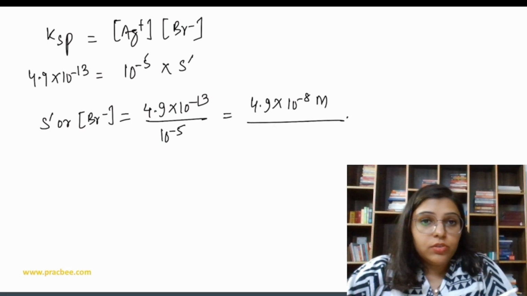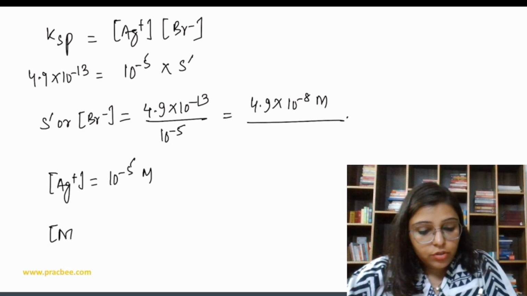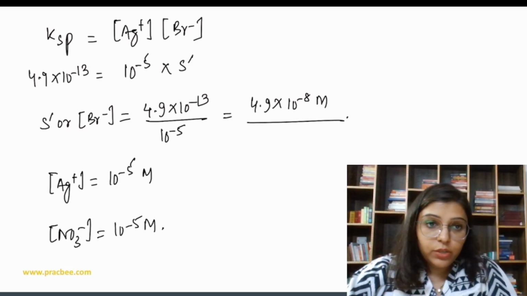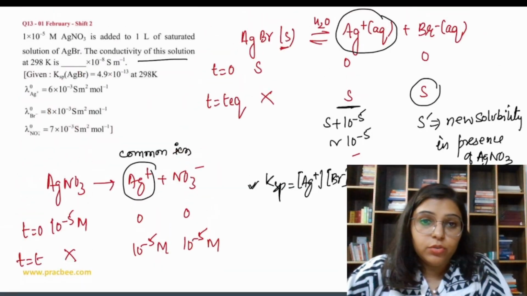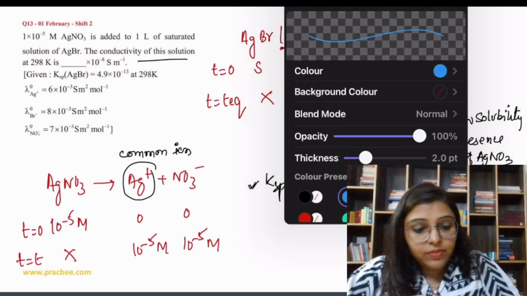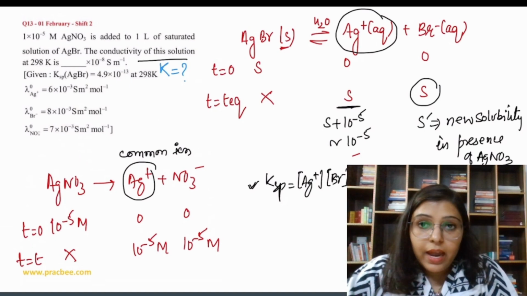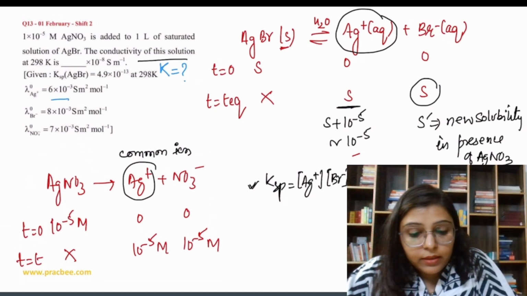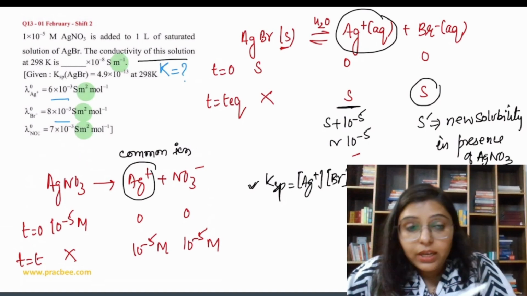Okay. So concentration of Br minus is this. Concentration of Ag plus is 10 to the power minus 5 molar, and concentration of NO3 minus is 10 to the power minus 5 molar. Now, what do we need to find out in the question? We have to find out conductivity of the solution. Conductivity of the solution means we have to find out kappa, right? And molar conductivity is given, but everything is in meter, and we have to calculate kappa in meter.